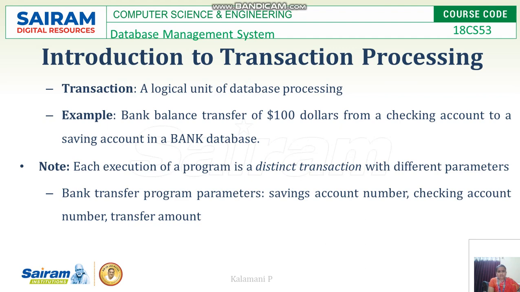The transaction, as we already saw, is a logical unit of database processing. I already gave the example of a bank balance transfer of $1000 from a checking account to a savings account in a bank database. You can write any example. Each execution of a program is a distinct transaction with different parameters. For example, in a bank transfer, the parameters are the savings account number, the checking account number, and the amount to be transferred and so on. These are the program parameters.